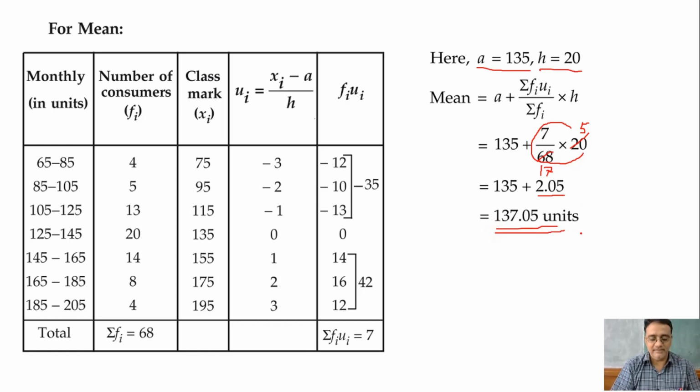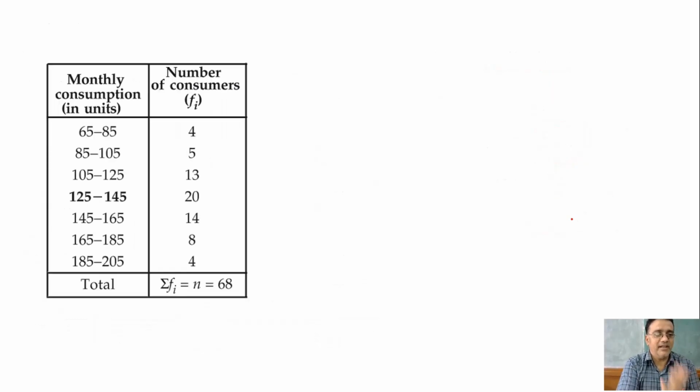Any doubt in this one? No sir. Okay. अब एक बच गया मोड. मोड के लिए 2 कॉलम काफी है. Which is the highest frequency? 20. So यहाँ पे हम लोग F1 लिख दिए. F1 से पहले F0, F1 के बाद F2. और जिसका मैक्सिमम फ्रीक्वेंसी है वो मॉडल क्लास.